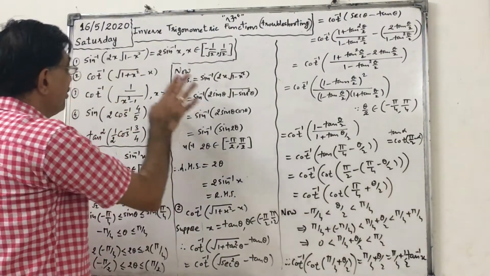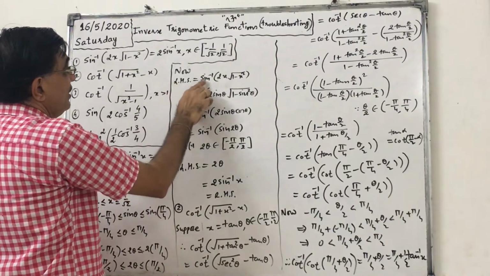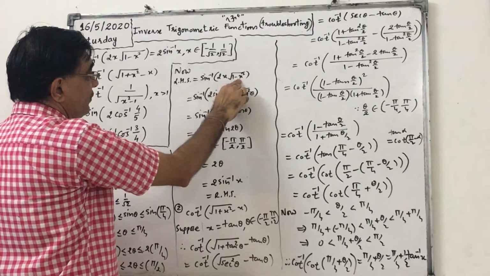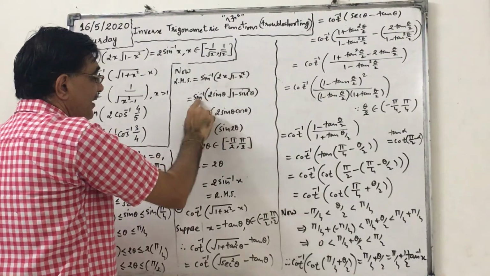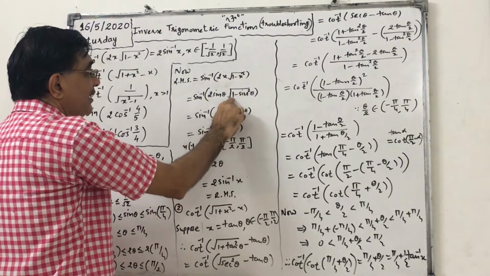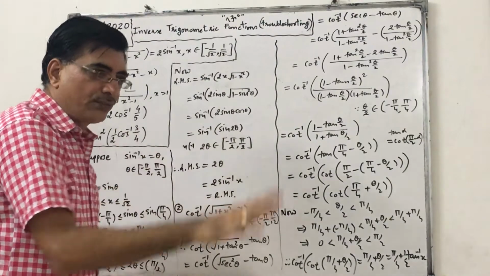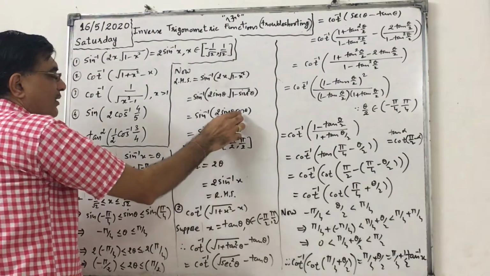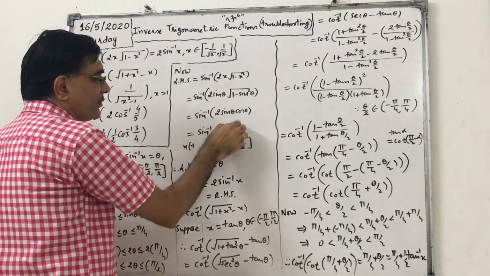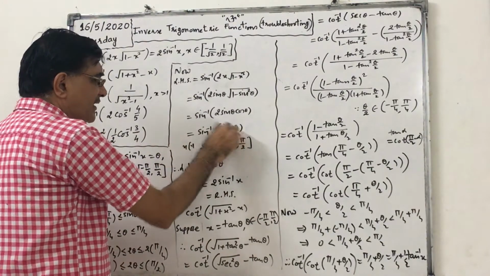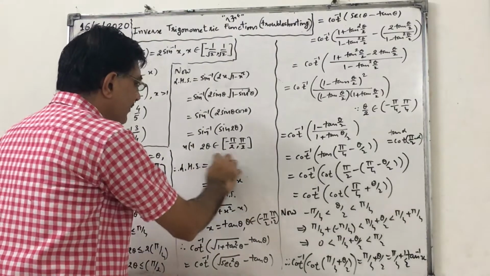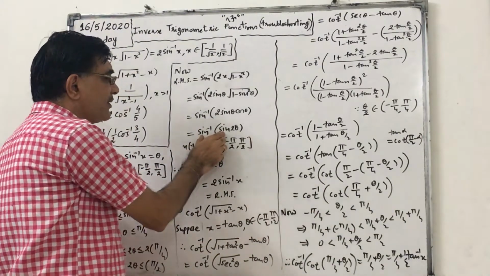Now putting the values, left hand side equals sine inverse of 2x into root of 1 minus x square, that is sine inverse of 2 sine theta root of 1 minus sine square theta, equals sine inverse of 2 sine theta. Root of 1 minus sine square is root of cos square, that is cos. And we know that 2 sine theta cos theta equals sine 2 theta. But we know that 2 theta is in the range of sine inverse. We have already proved. So this will give us the identity function.